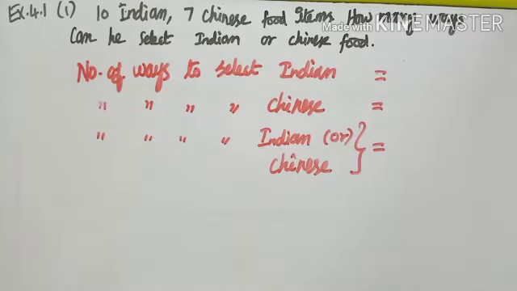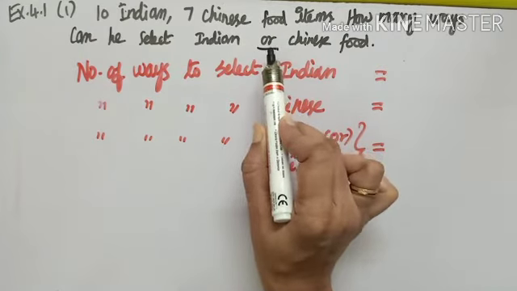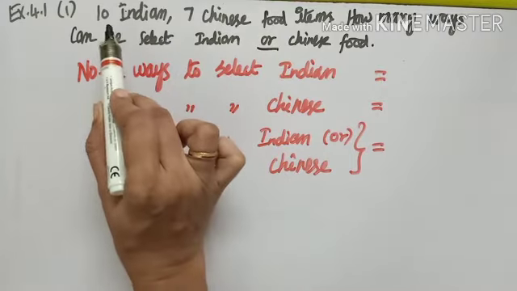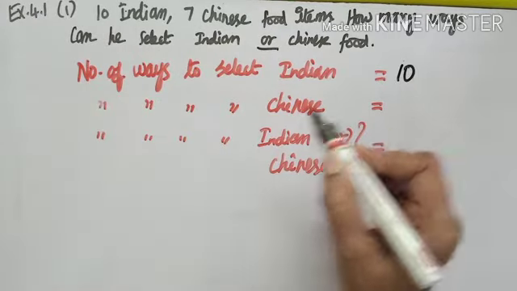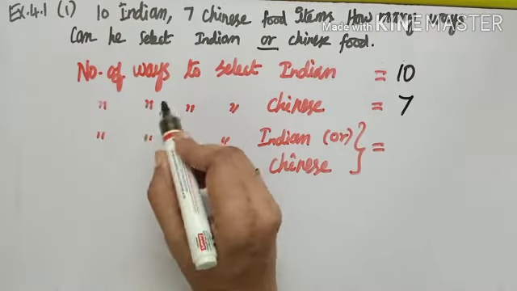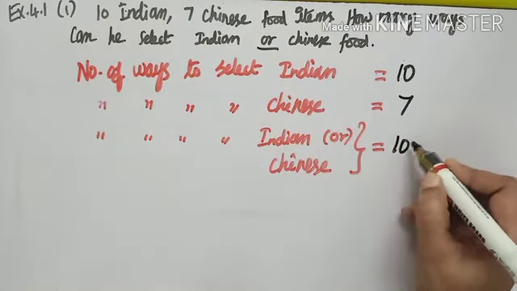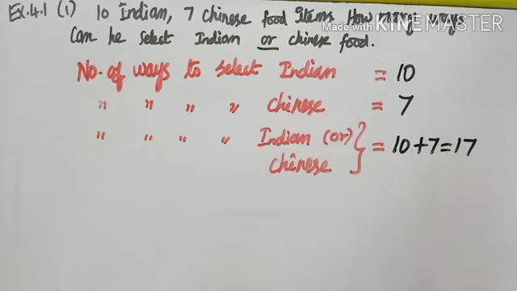Exercise 4.1, question number 1. In a restaurant, 10 Indian and 7 Chinese food items are available. How many ways can a man select Indian or Chinese food? When we read the question, underline the word "or". "Or" tells me add it. How many ways to select Indian food? There are 10. How many ways to select Chinese food? There are 7. Number of ways to select Indian or Chinese tells us to add. So 10 plus 7. So the answer is 17.